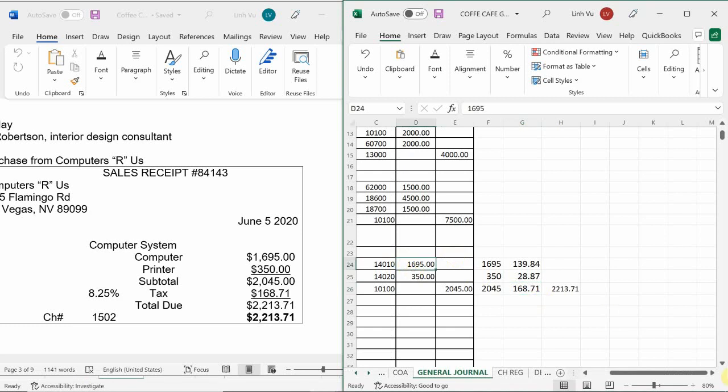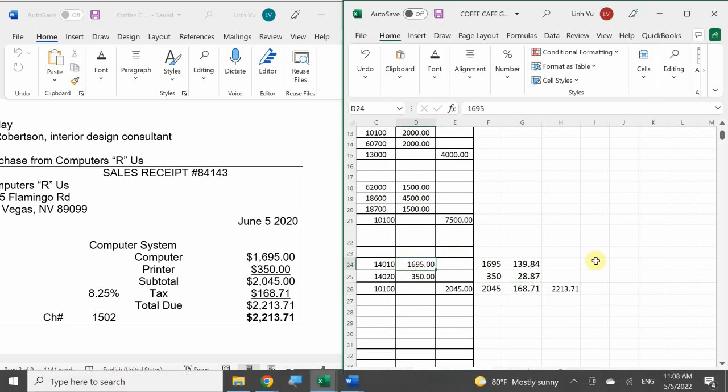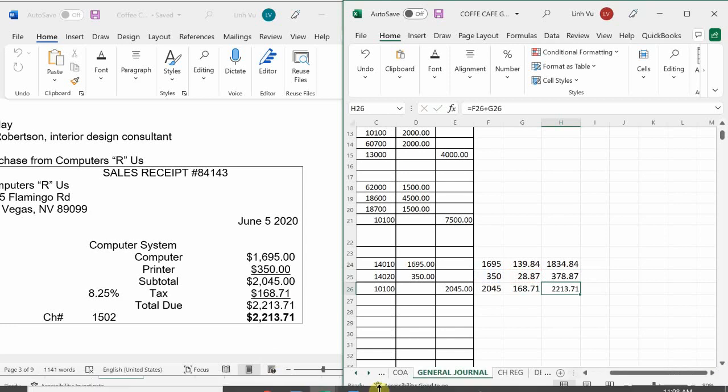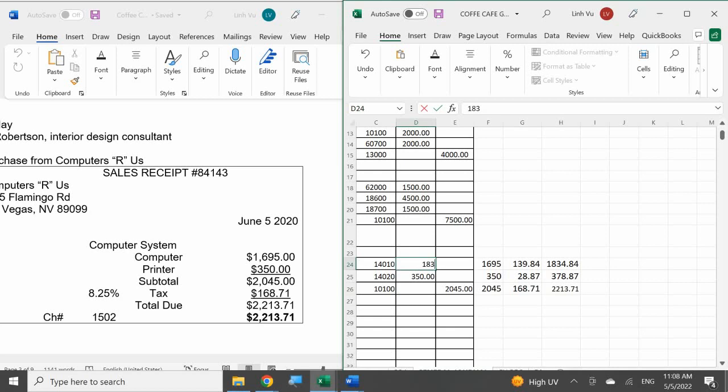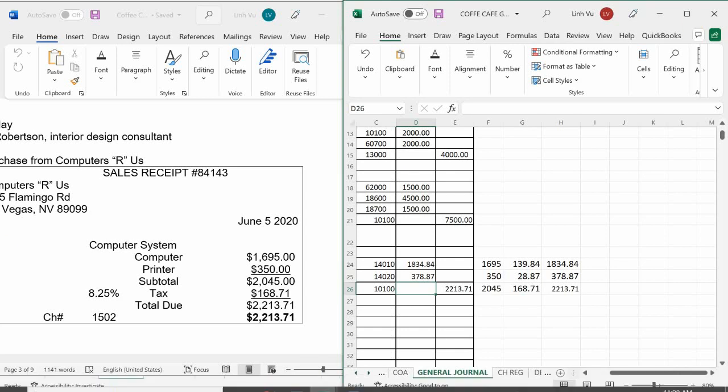So my computer is now going to be, right, got to add these all up to get my totals here. So I get a computer that's going to be a total of $1834.84. And my printer is $378.87. Now I get my grand total to be $2,213.71, which is exactly what is written on my receipt. They all match up. Okay?